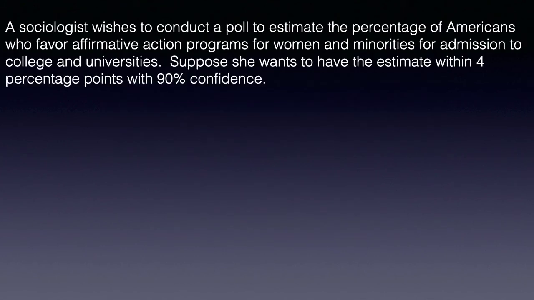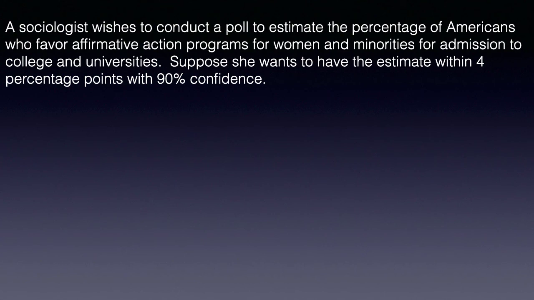So let's take a look. A sociologist wishes to conduct a poll to estimate the percentage of Americans who favor affirmative action programs for women and minorities for admission to college universities. Suppose that she wants an estimate within 4 percentage points, but also wants 90% confidence. So again, we have to ask, what is my allowable amount of error? What is my margin of error? What am I going to allow, and at what level of confidence?